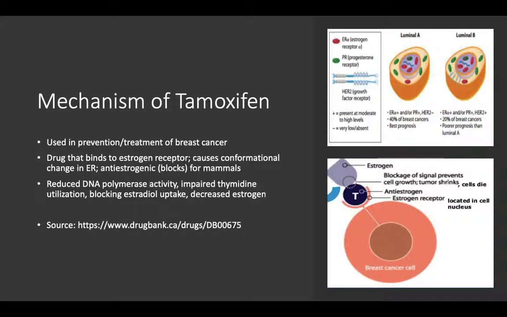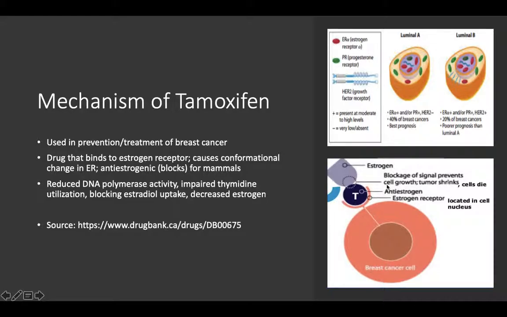So, a little bit of background: tamoxifen is used in the prevention or the treatment of breast cancer. It is a drug that binds to the estrogen receptor, and this causes a conformational change in the receptor, and it is also able to block any estrogen signal activity in mammalian tissues, such as in the breast or in the uterus. So over here I have an example of an estrogen that is being blocked by a tamoxifen that is bound to an estrogen receptor.